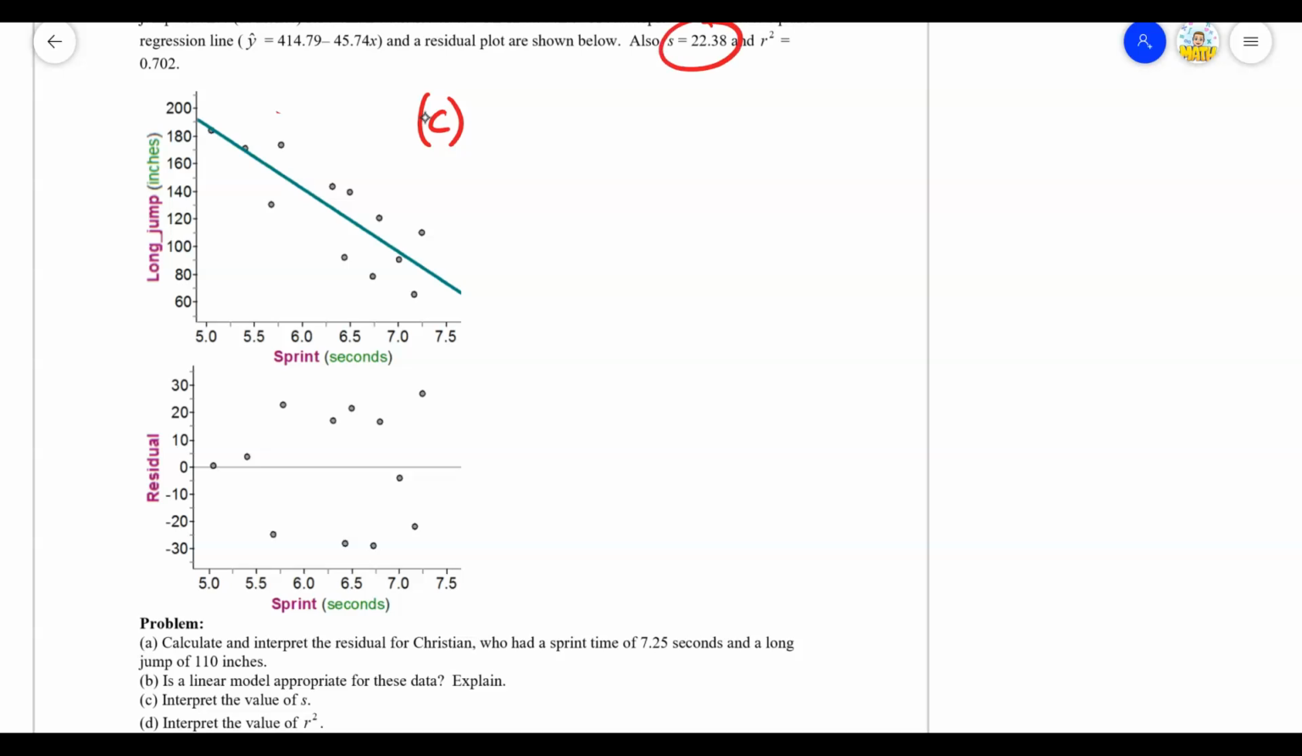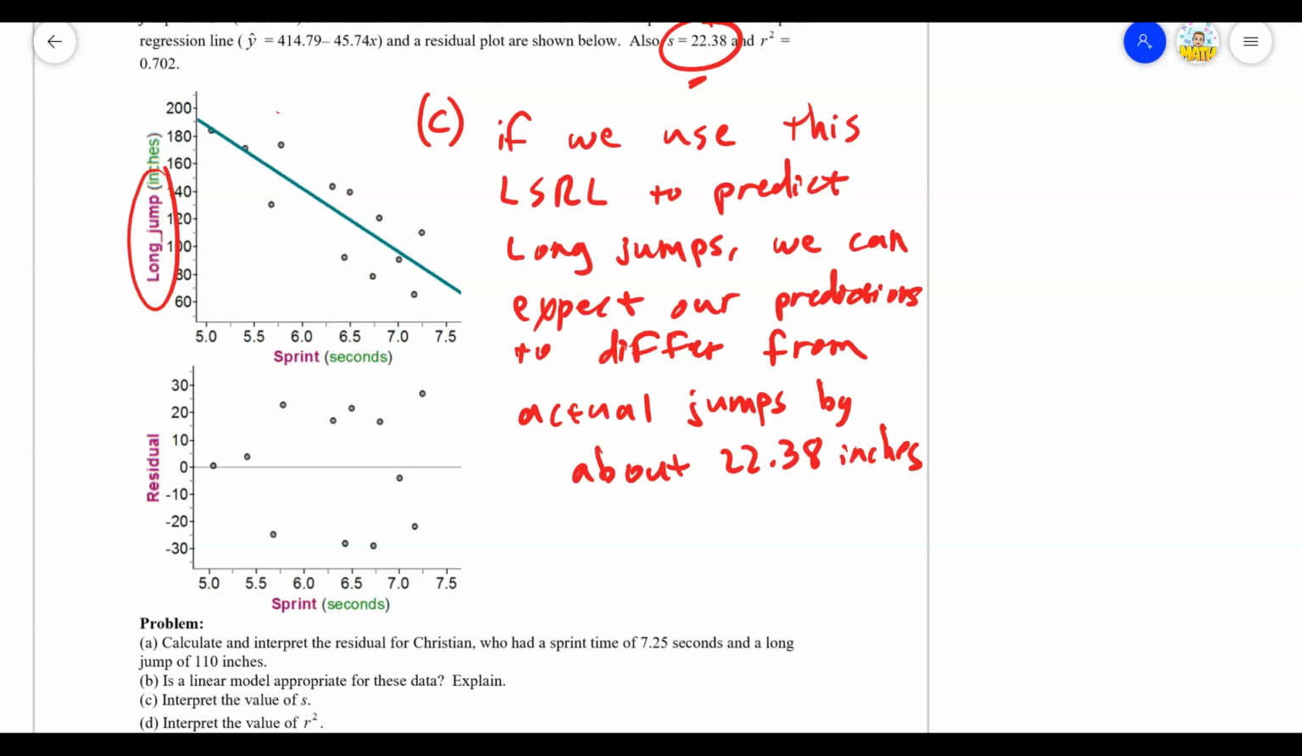Interpret the value of S, 22.38. If we use this line to predict long jump based on sprint time, we can expect a typical prediction to differ from the actual long jump by about 22.38 inches. Okay, that's what S means. It's the standard deviation of the residuals. It's a typical prediction. So if we use this least squares regression line to predict long jumps, we can expect our predictions to differ from actual jumps by about 22.38 inches.